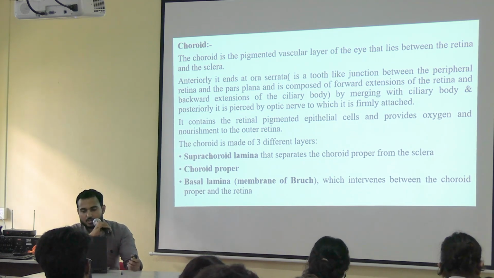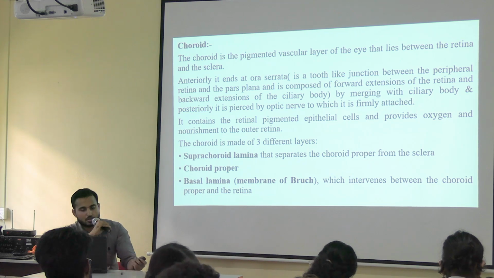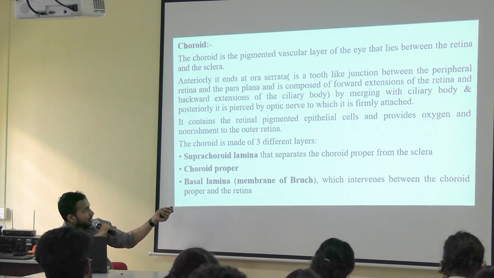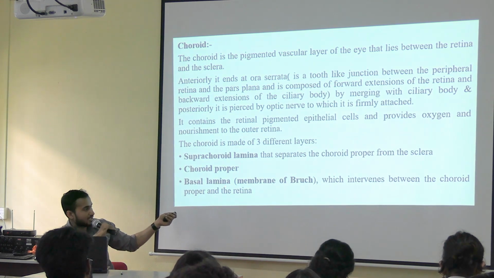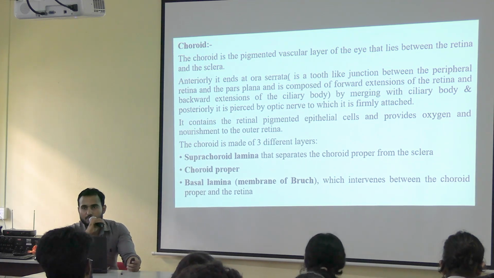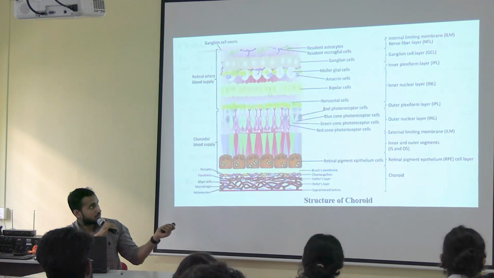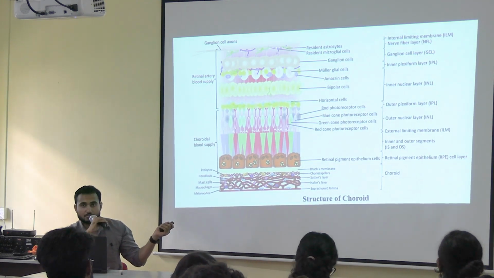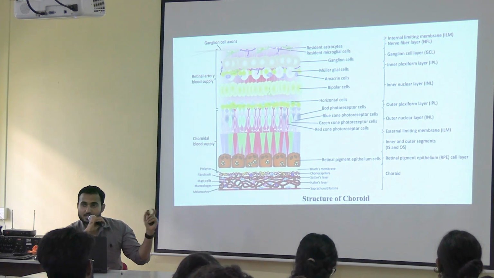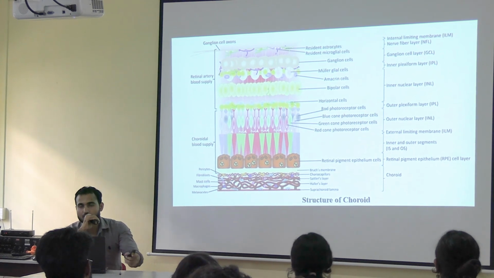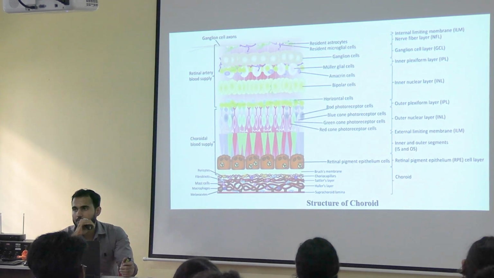From outside to inside, what are those layers? First of all, the suprachoroidal lamina, then the choroid proper and the basal lamina, also called the Bruch membrane. So first we will see the suprachoroidal lamina. Now this is the diagram. This is a beautiful diagram. This diagram was not there in the previous slide, so I have added it.